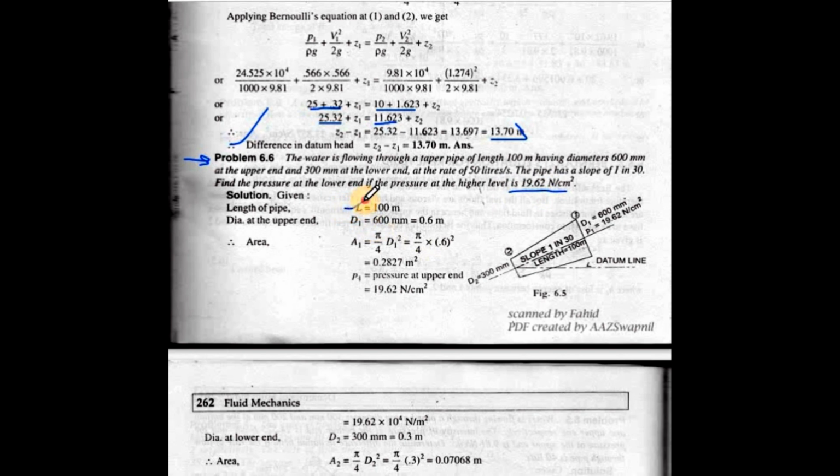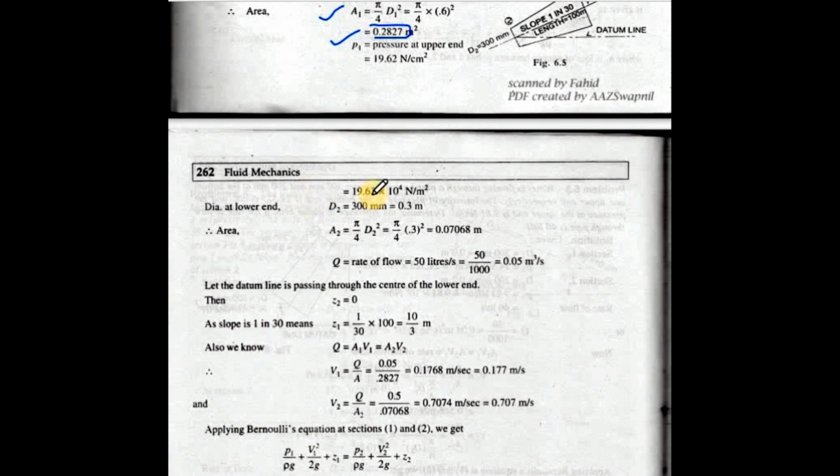So we have got the length of the pipe, that is 100 meter. We have got the diameter of the first one, that is 600 mm, which is 0.6 meter. From here we can calculate the area, which is coming out to be 0.2827 meter square. The pressure at the first point is 19.62, and here we are considering the first point, that is on the right hand side. So the first point is this one. This is in Newton per centimeter square, converted into meter square, so 10^4 is coming.